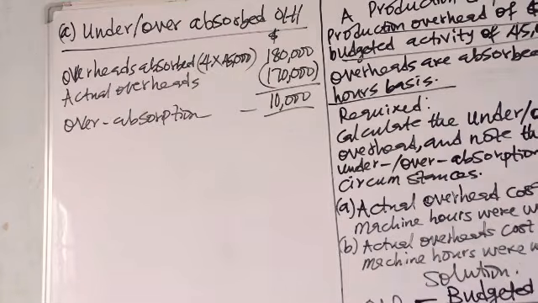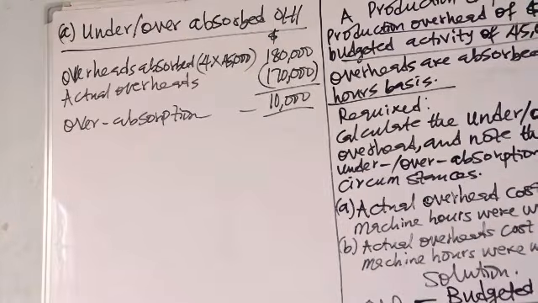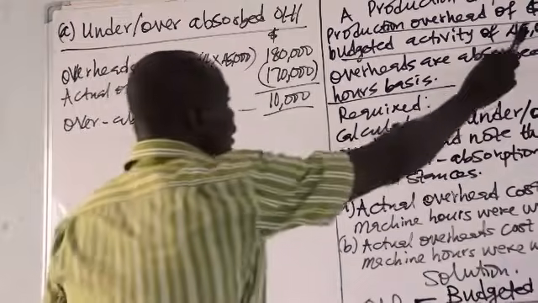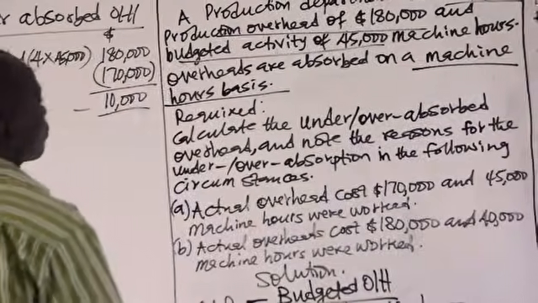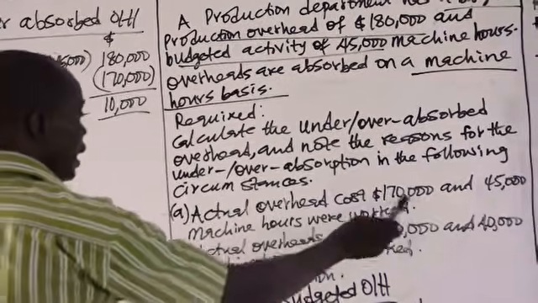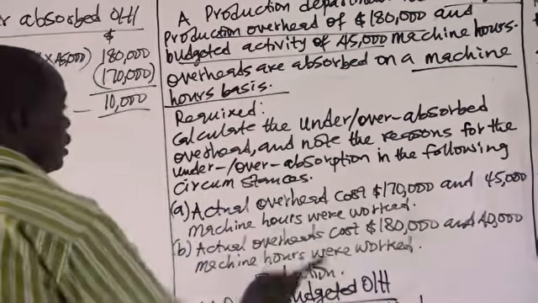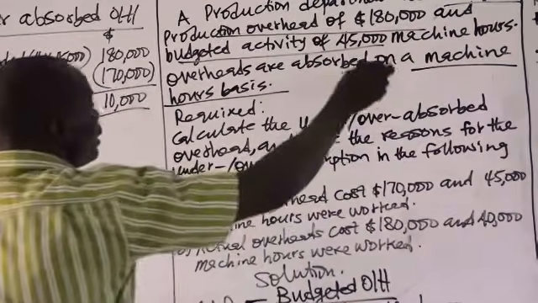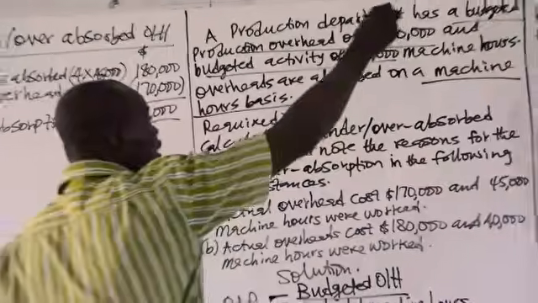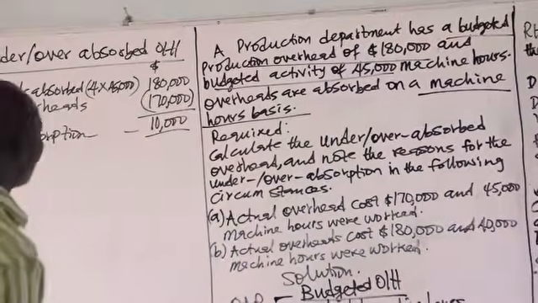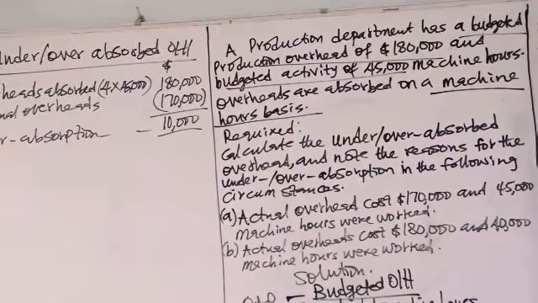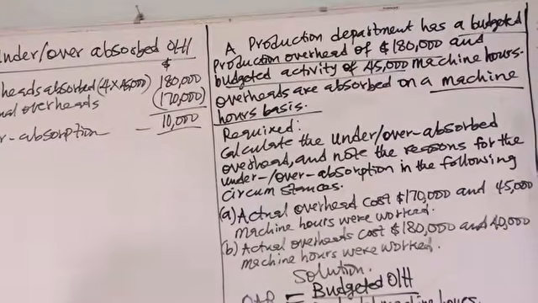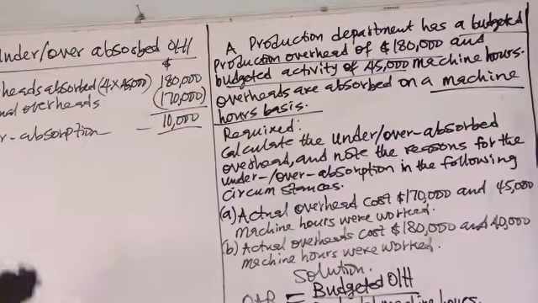What are the probable reasons for this over absorption of fixed production overhead? The budgeted activity is 45,000, and the actual is 45,000. The actual activity is the same as budget, but the actual overhead is less than the budgeted overhead. So that is the reason for the over absorption of the overhead.